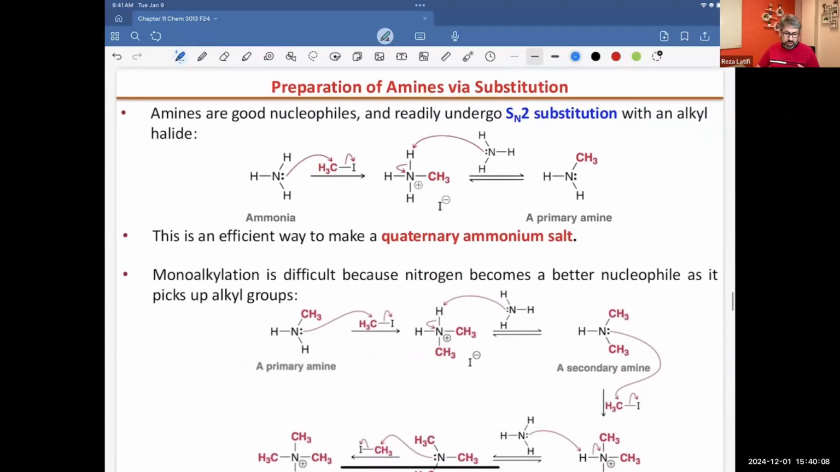Now, what's the downside of the SN2 reaction? When it comes to SN2 reaction of amines, let's say you started with ammonia. Ammonia is going after an alkyl halide. It will kick the halide out of the system, and it's going to give you a product like methylamine. This is a primary amine, and it has 2 hydrogens plus methyl. Now, if I compare the starting compound versus the product, the product is a stronger base.